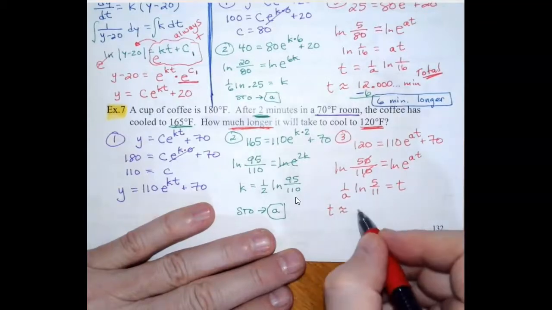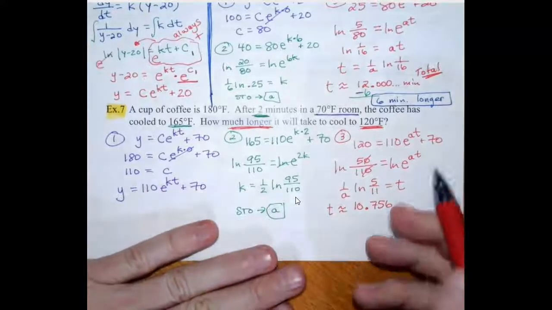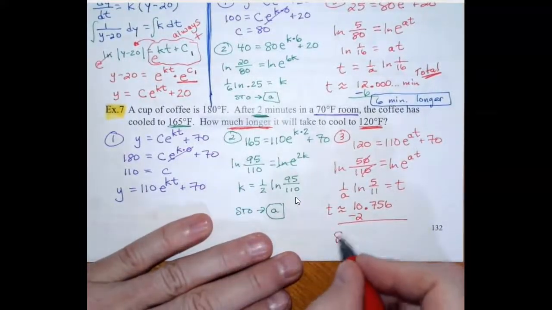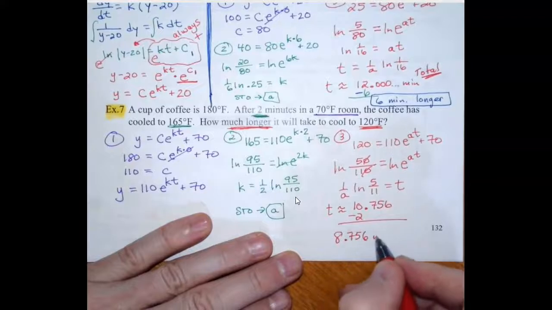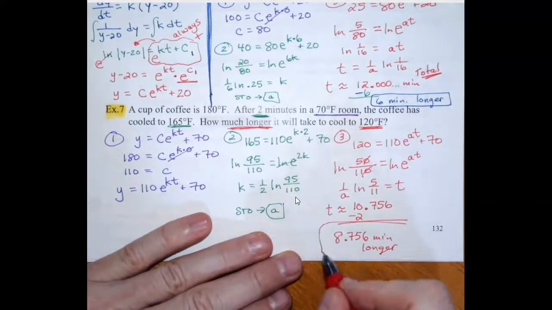And so if we type that in, it is 10.756, and how much longer than the 2 minutes? So take the 2 minutes off, 8.756 minutes longer after the 2 minutes.